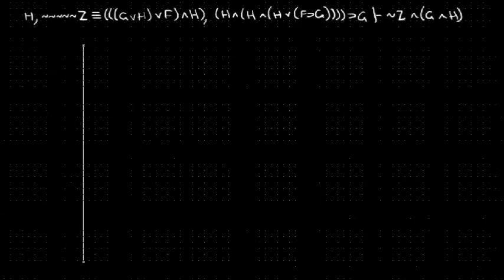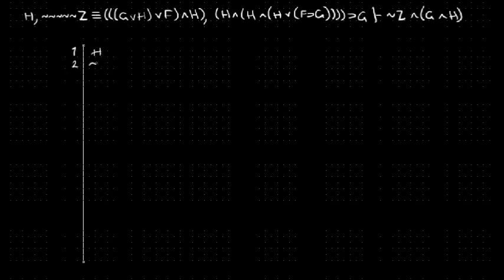Again, we've got quite long premises here. We've got H, and then we've got this long formula, 5 negation Z if and only if G or H and or F and H, and then H and H and H, or F then G then G. So again, let's start off by writing those in.